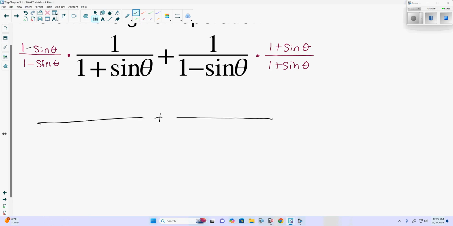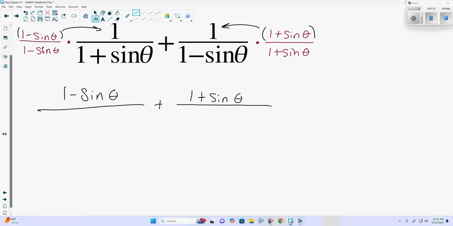Now the numerators are nice, because 1 minus sine of theta times 1 is 1 minus sine of theta. And our 1 plus sine of theta times 1 is 1 plus sine of theta. That's nice. Now our denominators, 1 minus sine of theta, 1 plus sine of theta. Does that look kind of familiar? Because there's a specific thing that we have with this here.